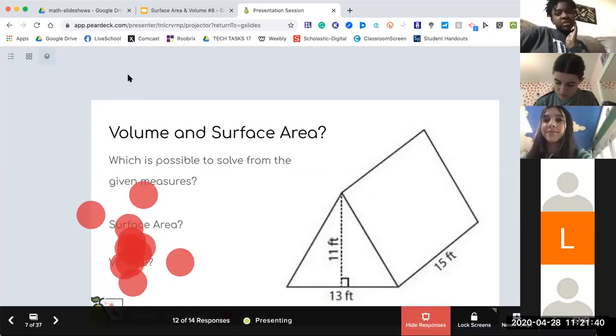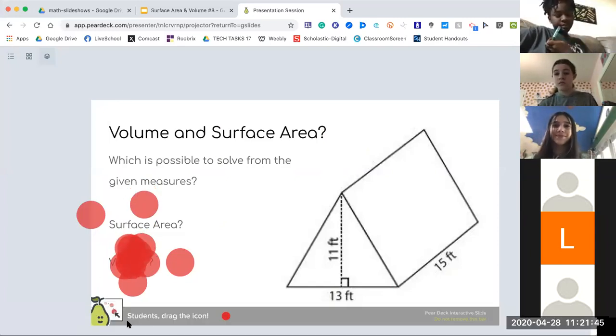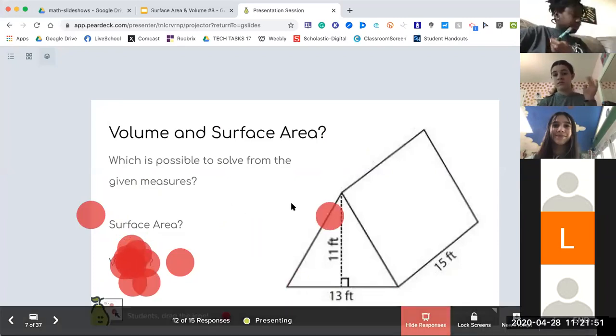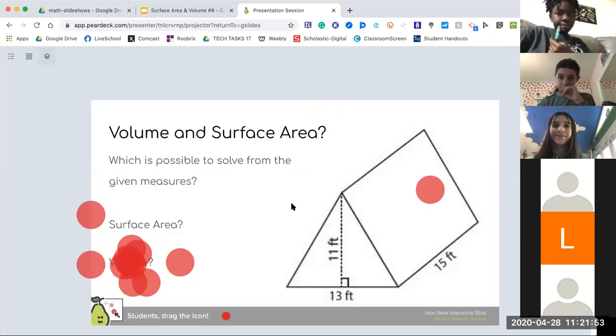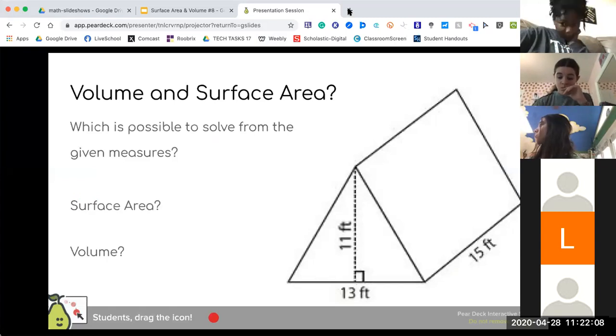I think that we can do the volume. That is correct. And the reason? Or give me this. Why can I not do the surface area with those pieces of information? What is missing that I still need? Well, we have to... Okay, let me ask you this question. Do I need this over here if I'm doing surface area? And do I need this over here?